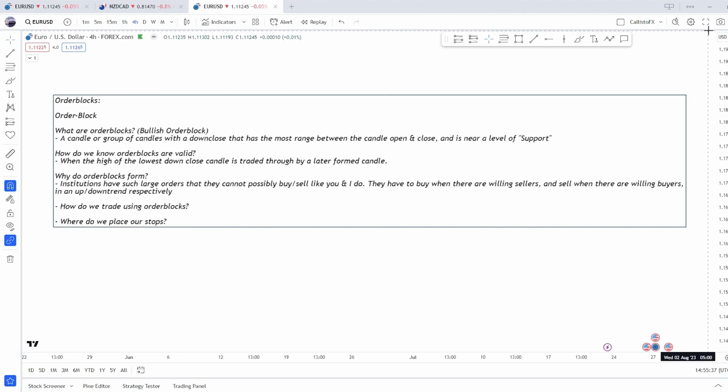How do we know order blocks are valid? When the high of the lowest down close candle is traded through by a later formed candle.